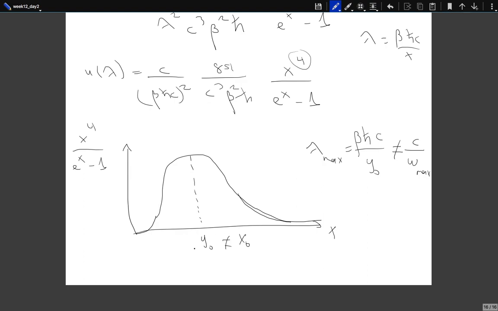And that's basically it about the black body radiation. We know the spectrum, we know the pressure, we know the power emitted. Any questions?